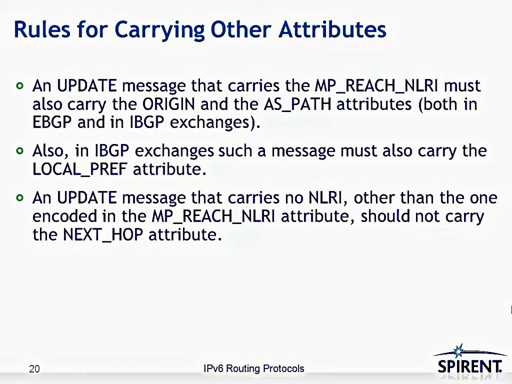A few additional rules for carrying other attributes. Of course, when BGP is carrying IPv6 prefixes, it is considered an other attribute. An update message that carries the multi-protocol reachable NLRI must also carry the origin and the AS path attributes, both in its eBGP, external BGP, and iBGP, internal BGP messages. Also, in iBGP exchanges, such a message must also carry the local preference attribute.